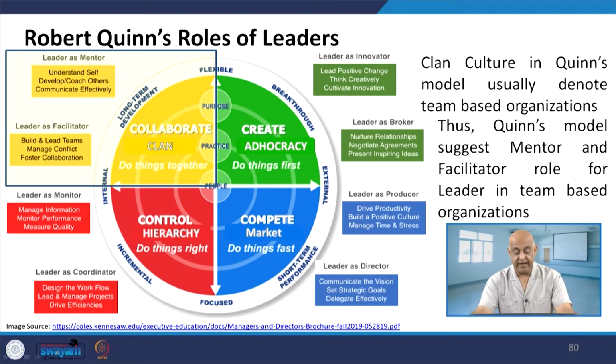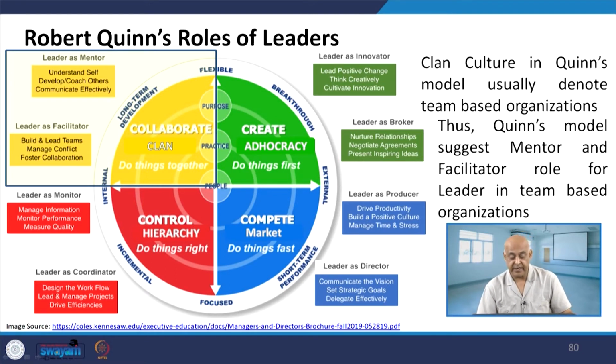Whenever we have the leader as innovator, he leads positive change, thinks creatively and cultivates innovation, and therefore he will always work as an innovator. And nurture relationships, negotiate agreements, and present inspiring ideas. So a leader as a broker is working here, and what he does is work on relationships, negotiate agreements, and present inspiring ideas, and in that case he is creating advocacy.